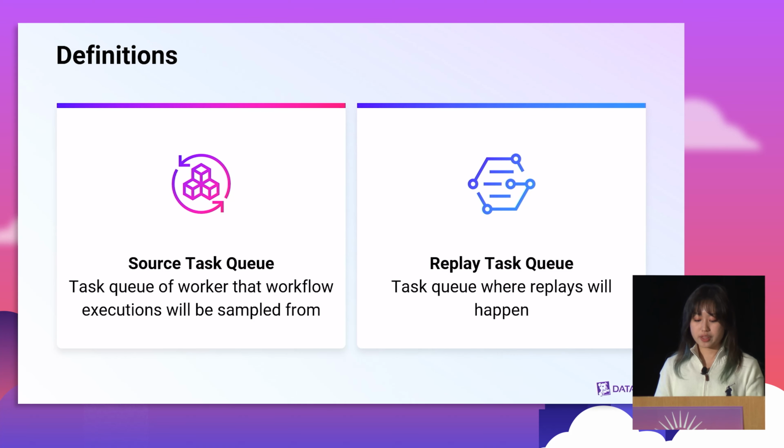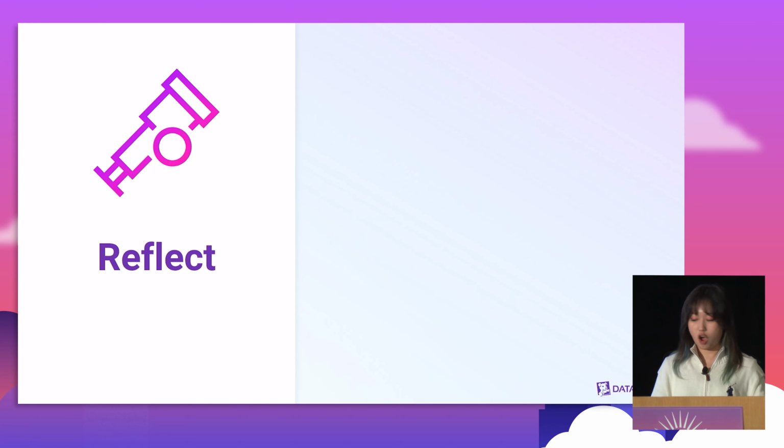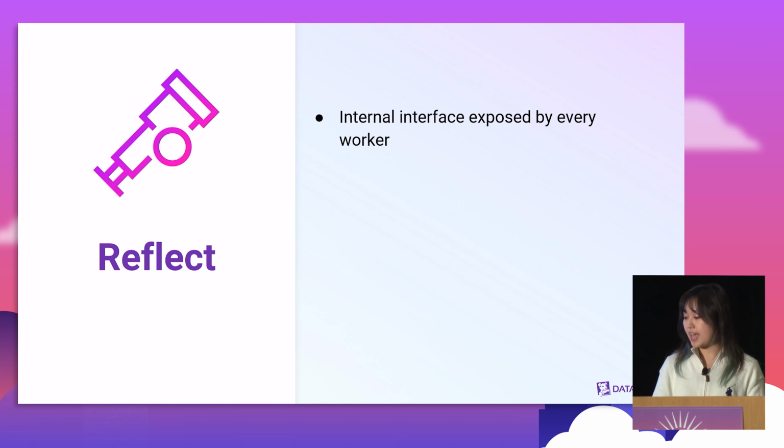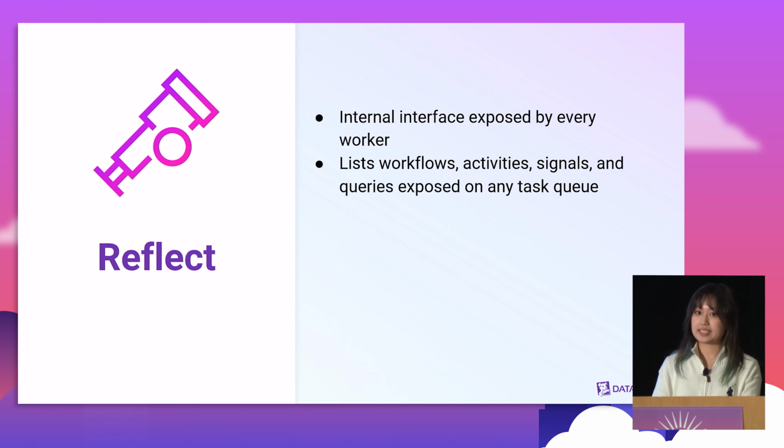So for the actual algorithm, we start off by calling reflect, which is Datadog's internal interface exposed by every single worker. This interface allows us to query the list of workflows, activities, signals, and queries that are exposed on a given task queue. And since every worker exposes reflect, this gives us the ability to see which workflows, activities, et cetera, are on any task queue. So in this step, we'd be calling reflect on both the source task queue and the replay task queue.